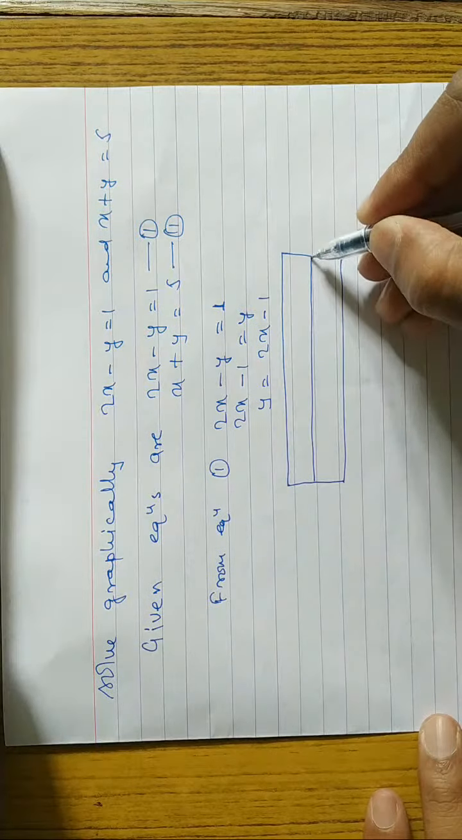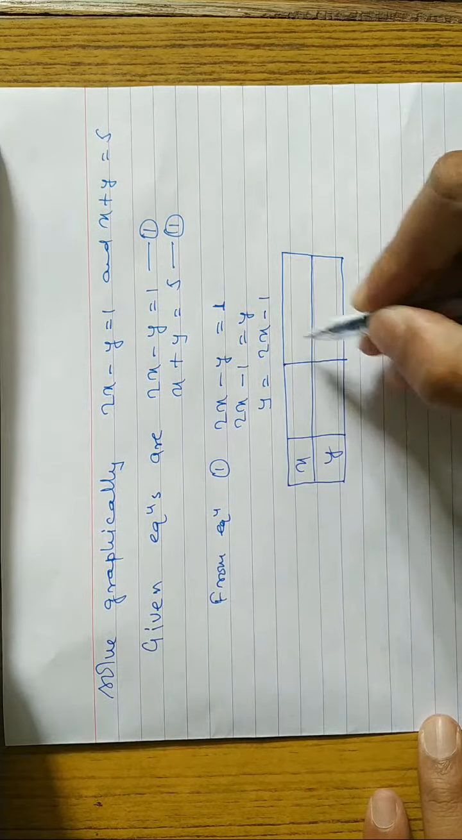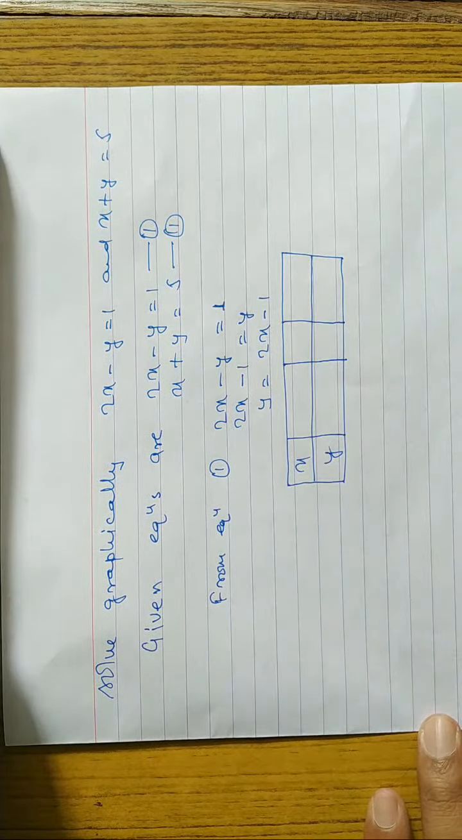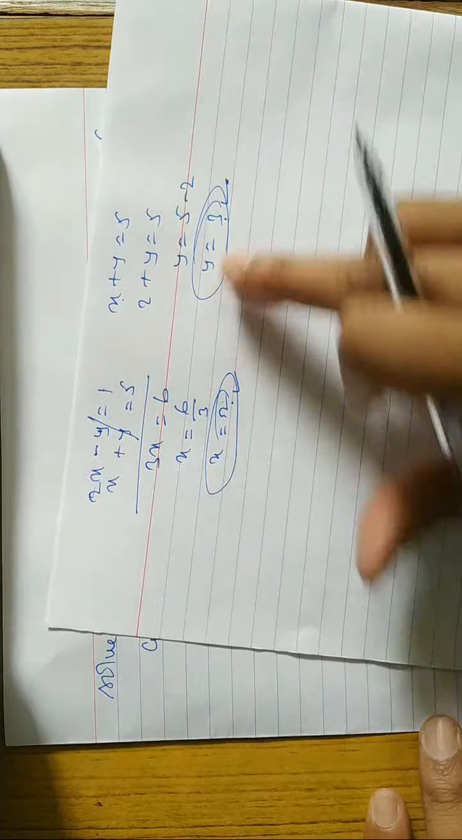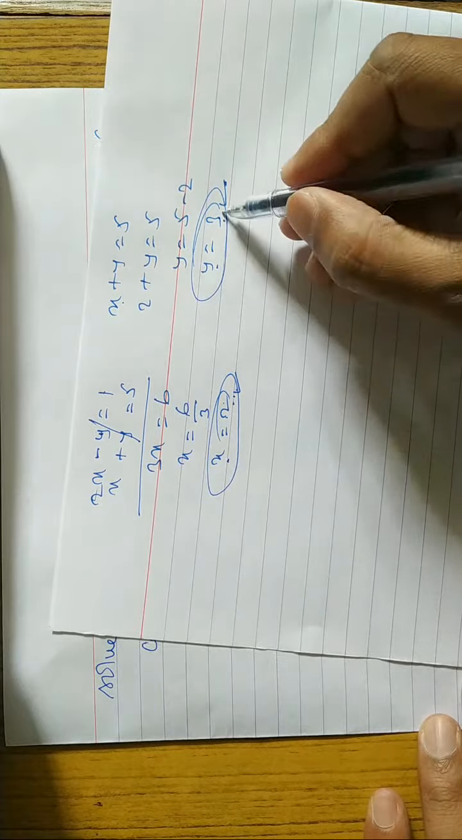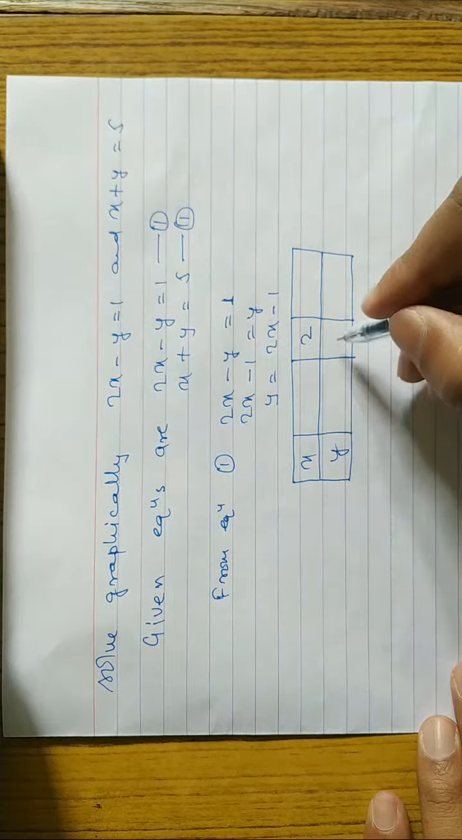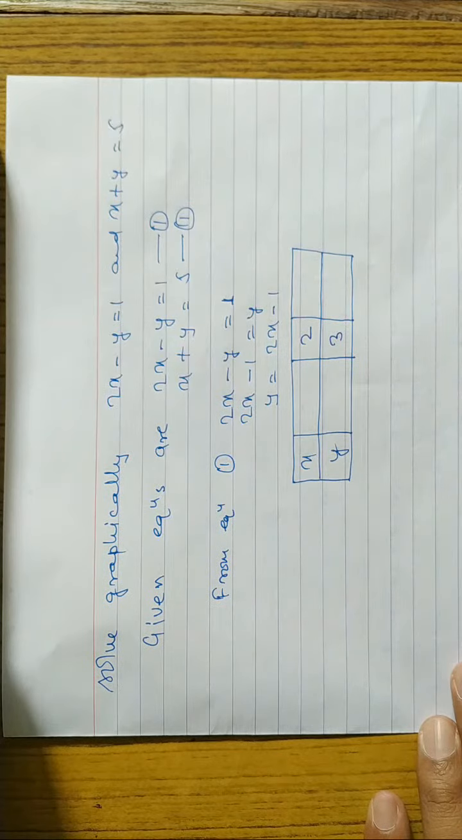Hope you are understanding. Here is x, here is y. What I told you before also, first of all we have to find out the answer in this way. Answer is 2 and 3. So in the place of x we have to write 2, and in the place of y we have to write 3. So when x is equal to 2, then y is equal to 3. Okay.